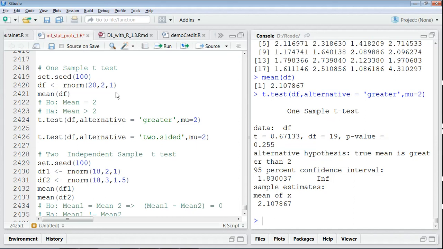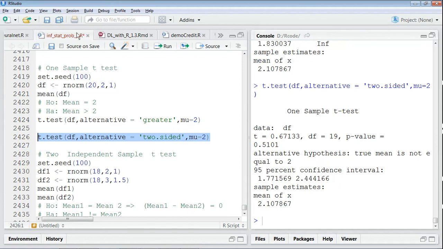In this previous example, our alternative was directional. We were using a one tail test. We can also do a two tail test by using the two.sided option in the alternative parameter. You can conduct the two-sided test. Even in this case, my p-value is 0.51, very high. It is substantially higher than the 5% alpha value. Hence, we cannot reject the null hypothesis.